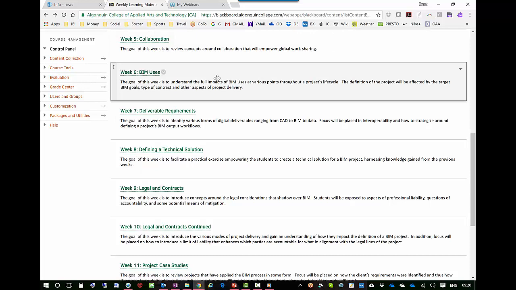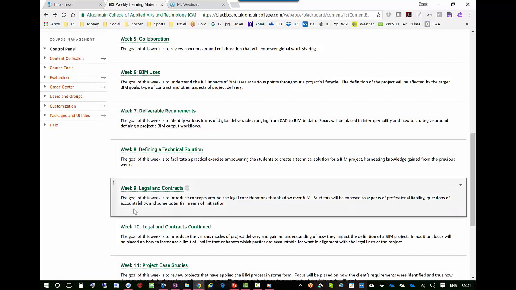Talked about the BIM uses. And here we just went through the various uses that are potential throughout a life cycle. And we had some ideas on, well, how does that affect the architect, the engineer, the contractor, the owner? We talked about the deliverable requirements that often feeds into what can be done, thus leading into defining a technical solution. This is the current assignment that's on right now.